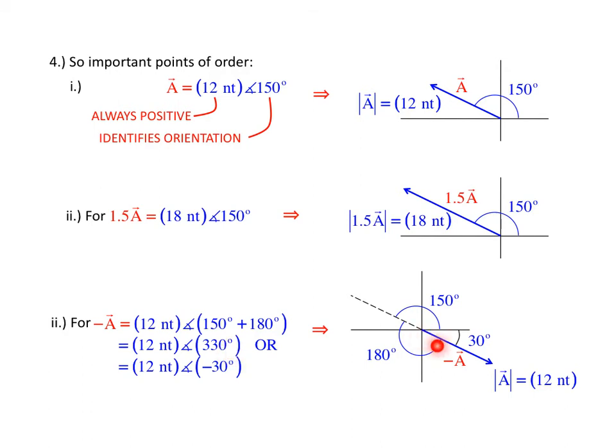Or, having done that, if you notice that this is actually 30 degrees below the axis in the minus direction, if you think of positive going counterclockwise relative to x, negative would be going clockwise relative to the x-axis as far as angles go. This angle could also be written as minus 30 degrees. So either of these two notations, this one or this one, would be perfectly acceptable.